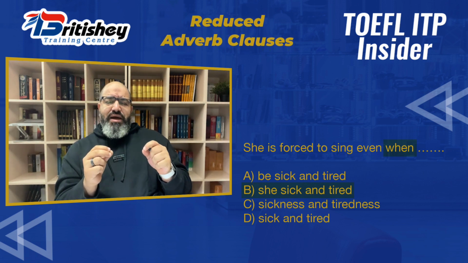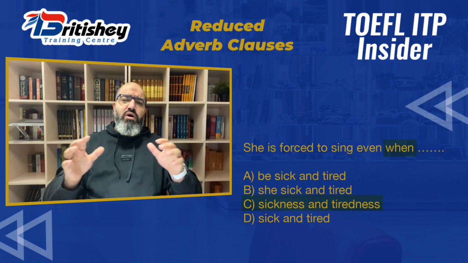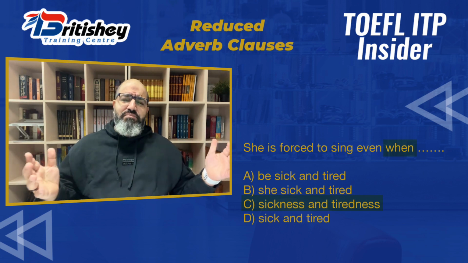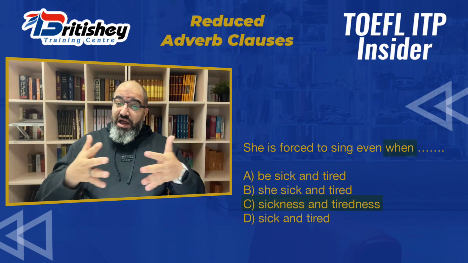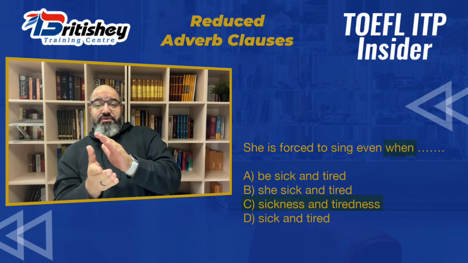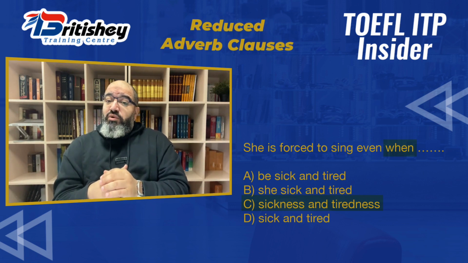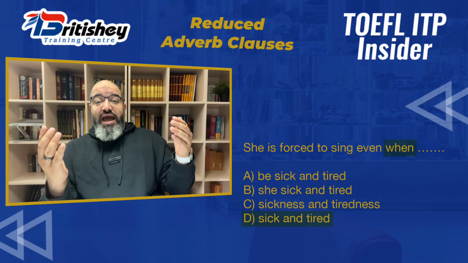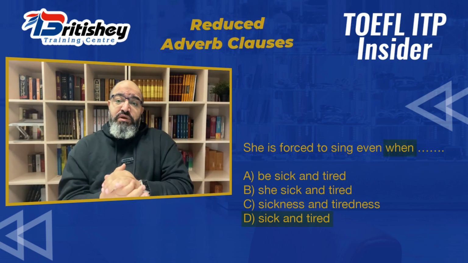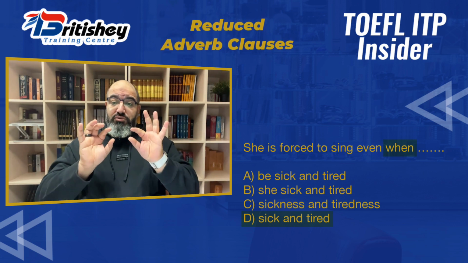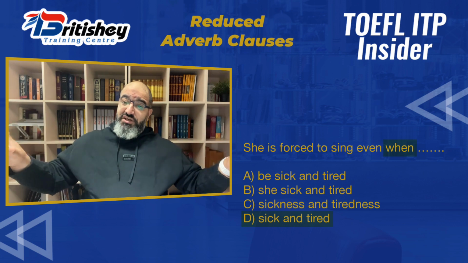When we think about answer C, all we have is sickness and tiredness, which can be a subject, but nothing else. So this is not reduced or complete. Now, what we have is the remaining answer and the only accurate answer, which is D, as it is the reduced form of the clause when she is sick and tired.